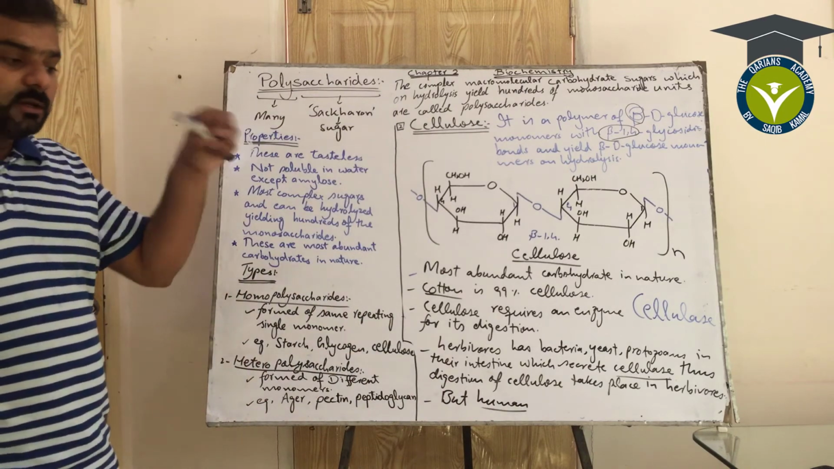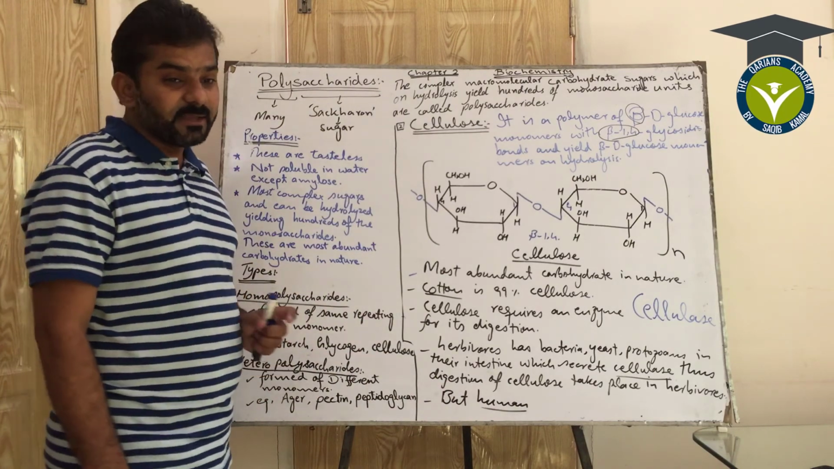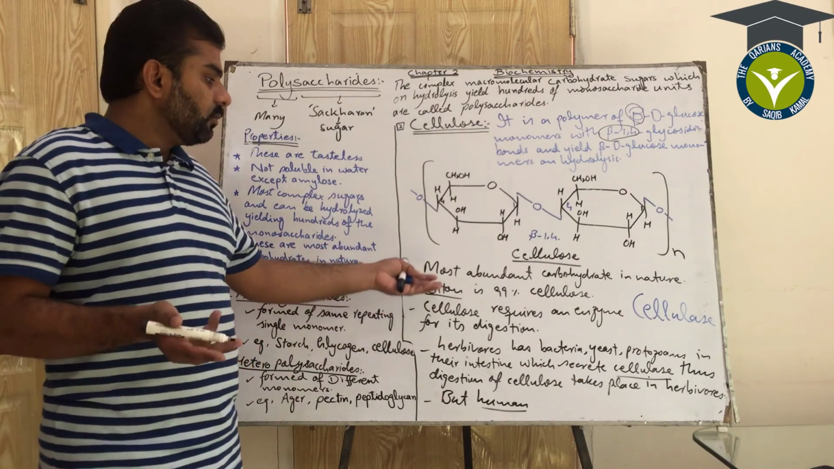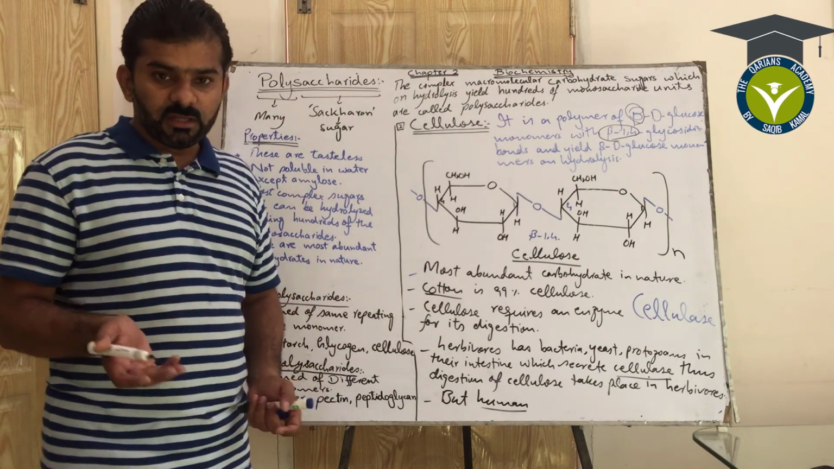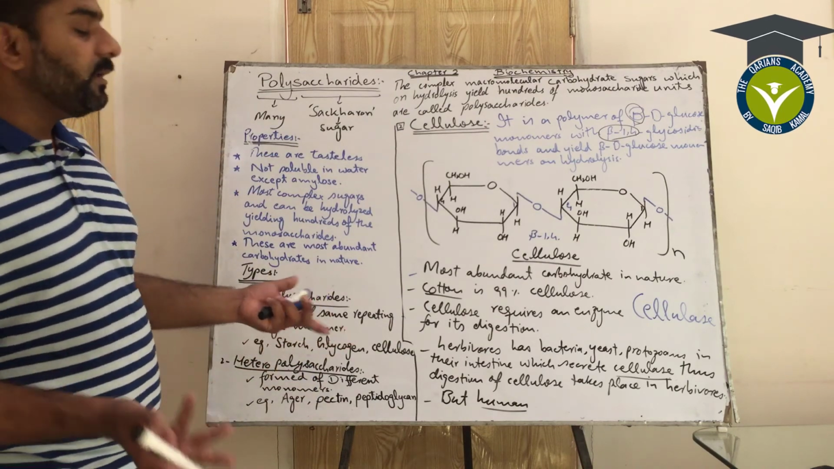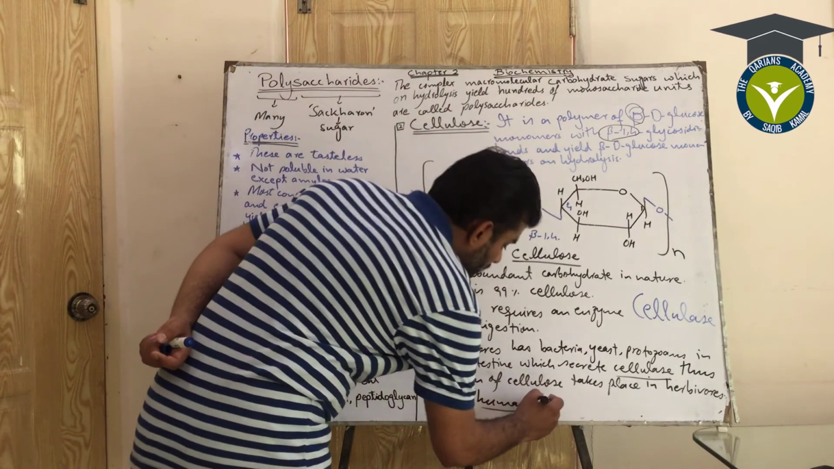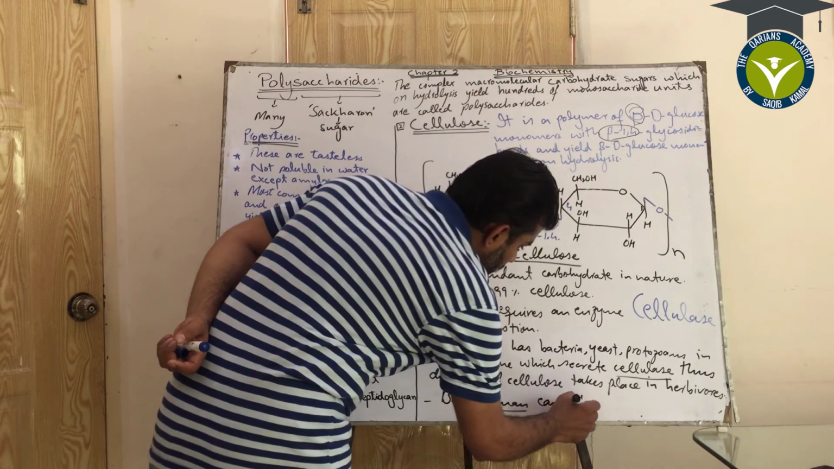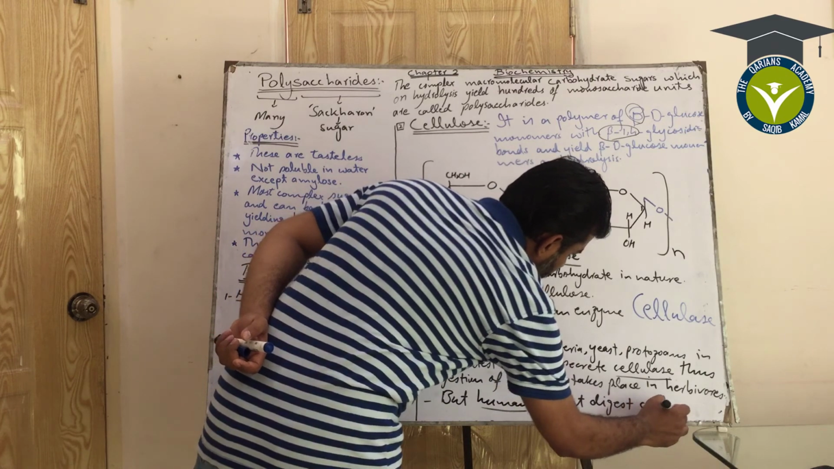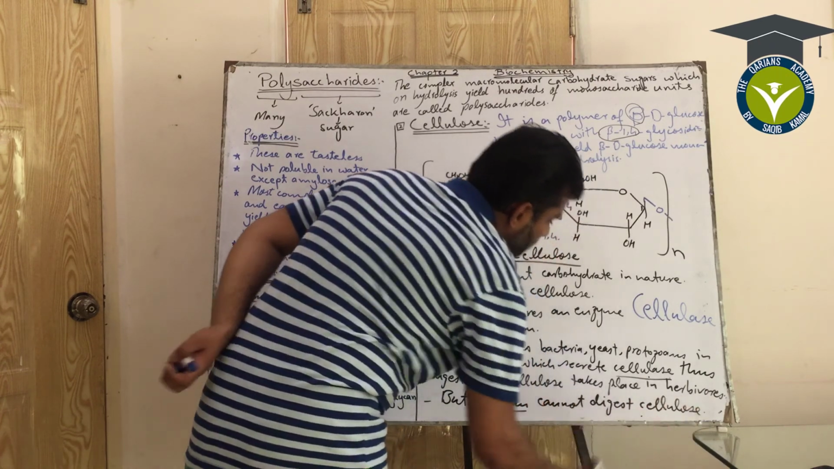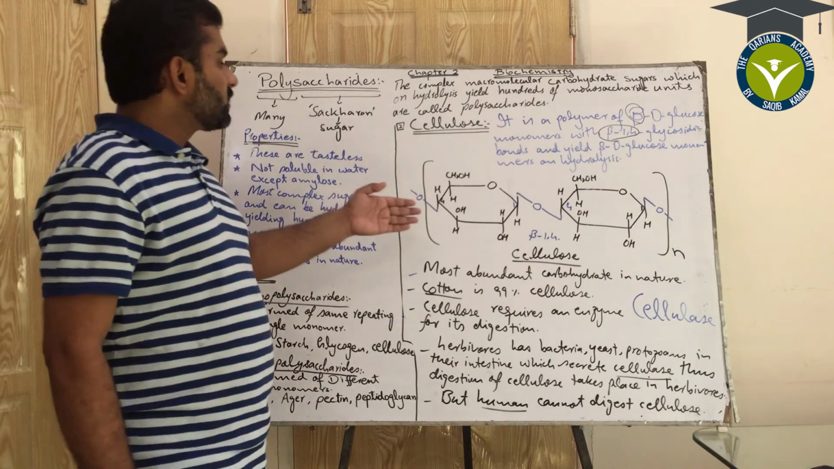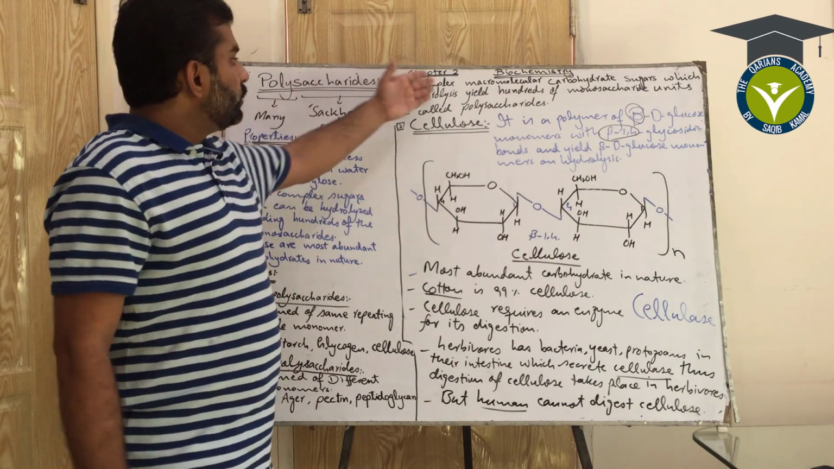But the human intestine does not have the cellulase enzyme, so humans cannot digest cellulose. That is all about the polysaccharides. What are polysaccharides?